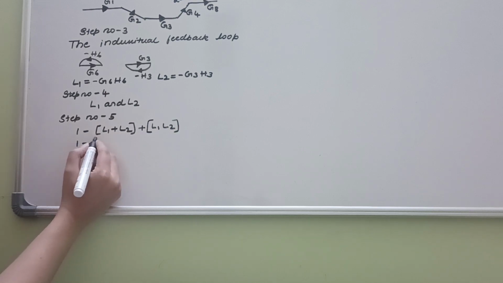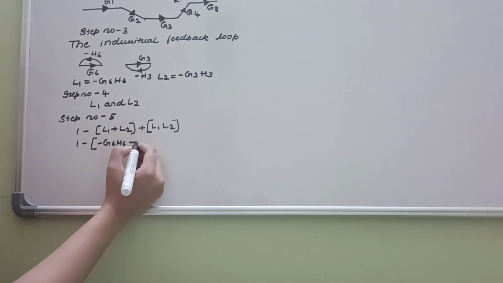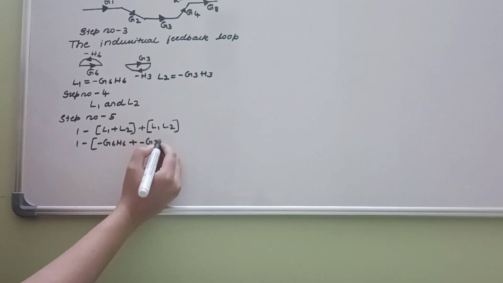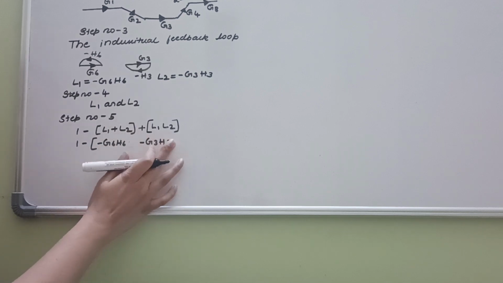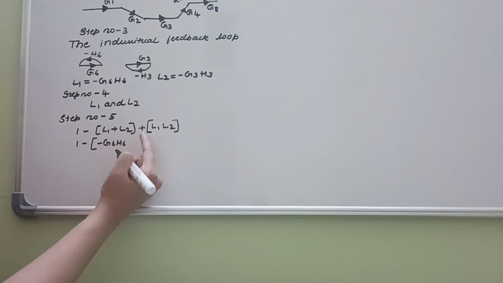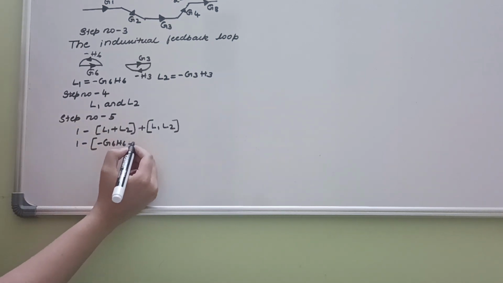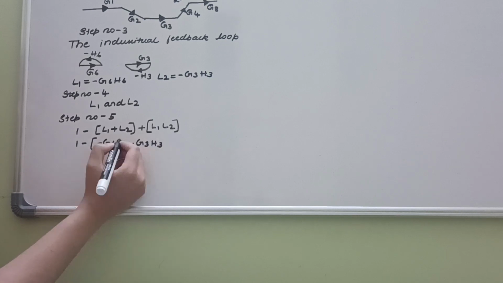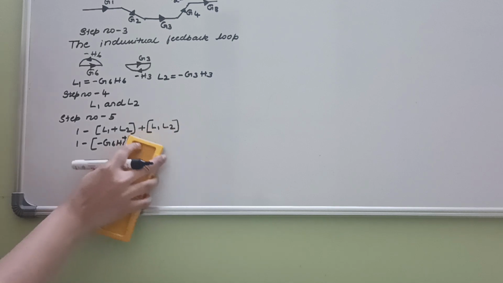Now if I simplify this, L1 is minus G6H6, and minus G3H3. It is minus itself, students. Why? Because this is plus L2, and plus of minus is minus, so this is minus G3H3. I'm writing in an easier manner, students, try to understand. Plus of minus is minus, I have written it in simple terminology.